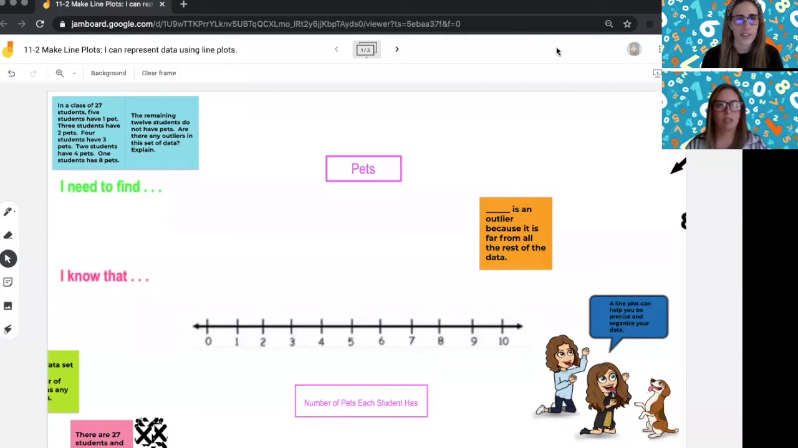Good morning, boys and girls. Today we're going to do 11-2, make line plots. I can represent data using line plots. Let's look at the solve and share.